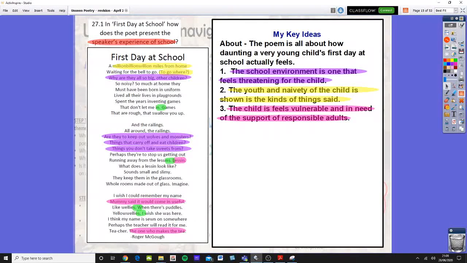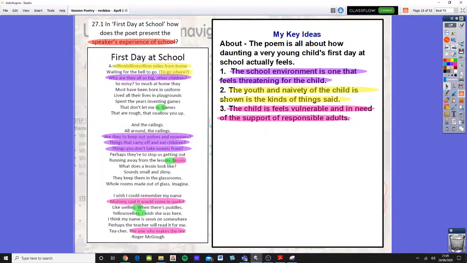So I think the main idea of this poem is it's all about a very young child who is finding the first day at school a little bit daunting and is a little bit lost. Now, I've broken it up into different examples. The first thing I've said is that we've got language examples that show that the school environment is one that feels threatening for a young child. So my examples there that I've highlighted in purple, all of which are questions, show that.